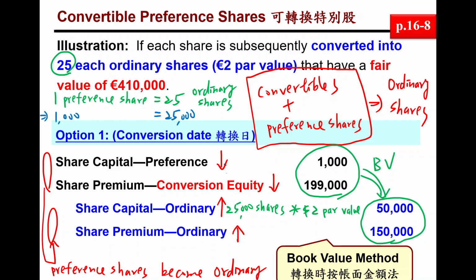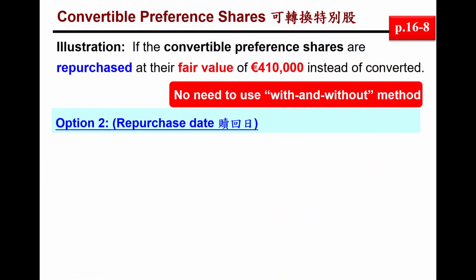How about case two? What's case two? They give us the right, so your company buys back the right. The repurchase date is the date your company buys back the right.